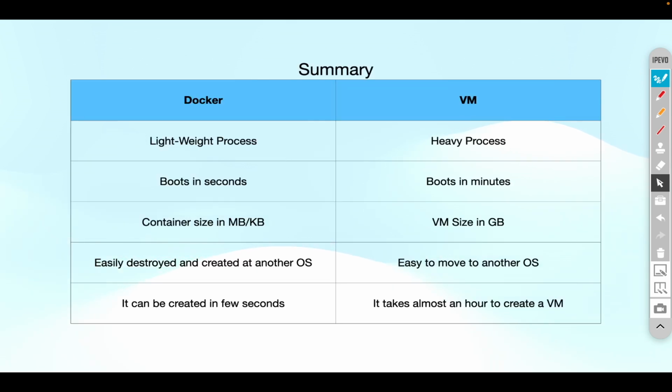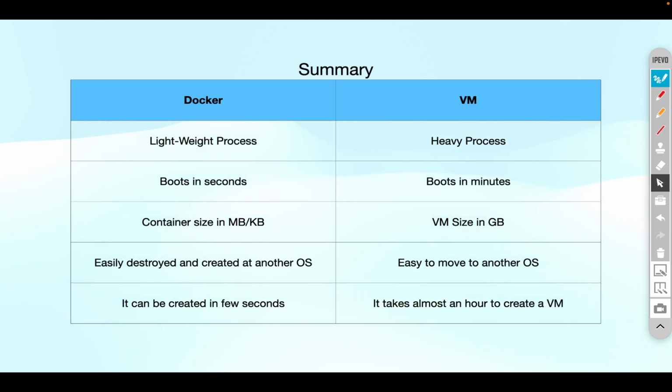Now let's summarize the difference between Docker and VM. As I said, Docker is a lightweight process, whereas a VM is a heavy process because it runs with an operating system, and the operating system internally has many different processes running. That's why it's a heavy process. And if we talk about startup time, you can start a container within seconds. But with VMs, you need to create a machine, install the operating system on it, and only afterwards can you install the application. And if you are good with the dependencies, then you will be able to run the application.